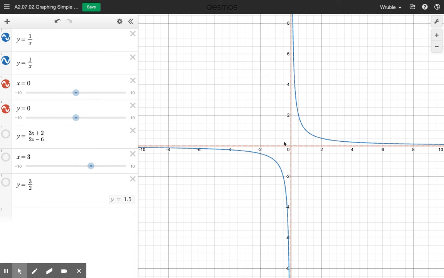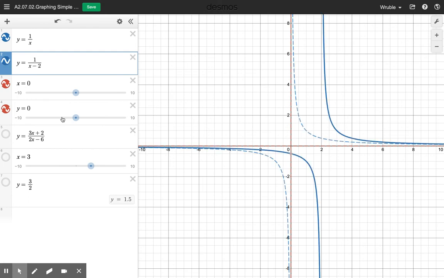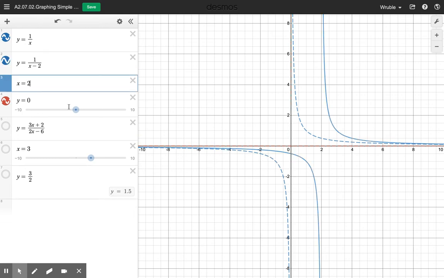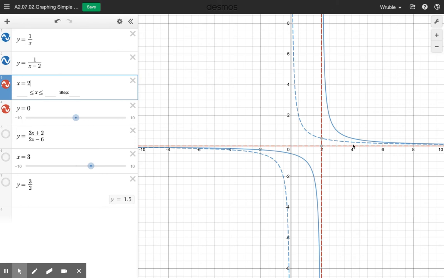We can also translate the function a little bit. What happens to the function if we subtract 2 from x in the denominator? You can see that the asymptote goes from x equals 0 to x equals 2. It gets shifted over to the right. Even though the function has a minus 2 in it, it's still going to shift to the right.